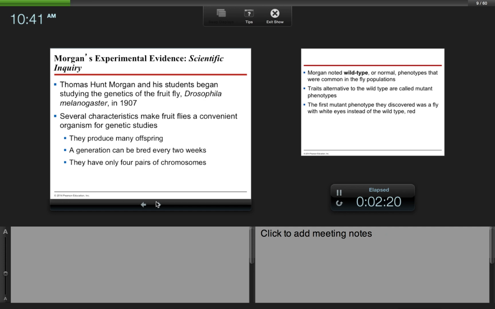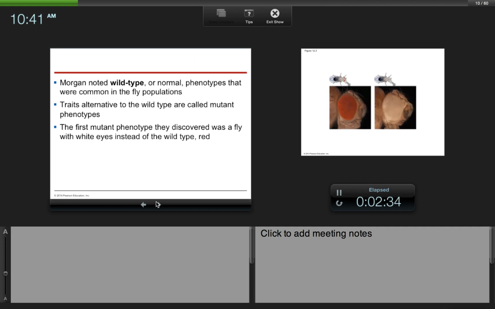Several characteristics made fruit flies a convenient organism for these studies. They produce many offspring. Their generation times are really short. A generation can be bred every 2 weeks, and they have only 4 pairs of chromosomes, so they're really easy to study. Morgan noted wild type, or normal, phenotypes that were common in the fly populations. Traits alternative to the wild type are called mutant phenotypes. The first mutant phenotype they discovered was a fly with white eyes instead of the wild type red.